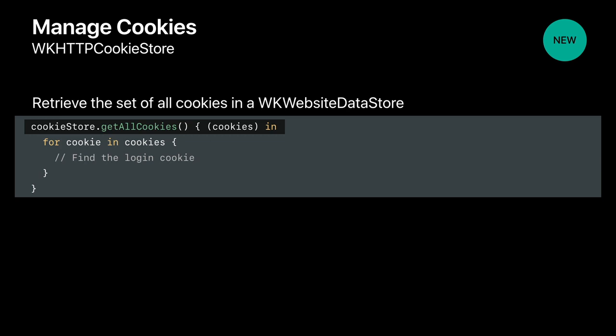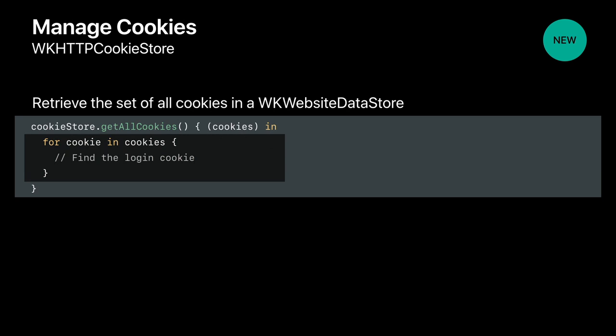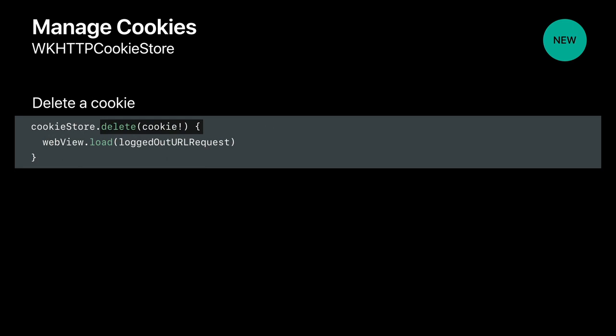If you need to manipulate the existing cookies, you can get at the set of all cookies. Again, in your completion handler, you'll have a set of the cookies, and you can walk through and find the right one. In this illustration, we're going for logging the user out by finding the login cookie. And then we'll call delete and get rid of that cookie. And again, in our completion handler, we will know that any future requests in the web view will have that cookie removed. And those are the basics of managing cookies using WKHTTPCookieStore.